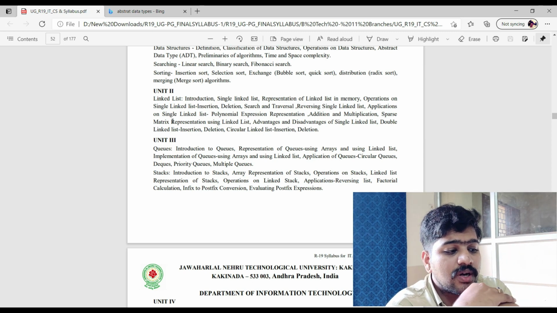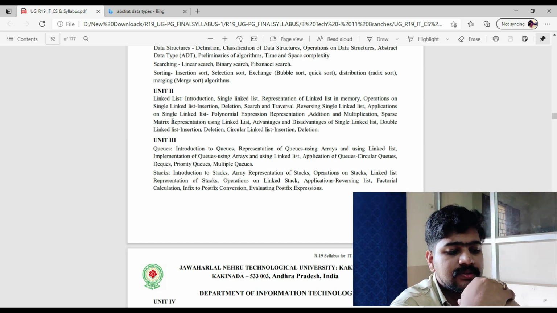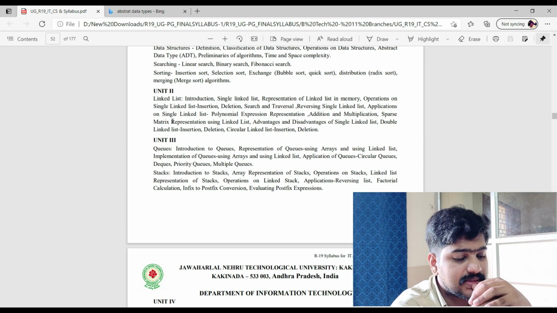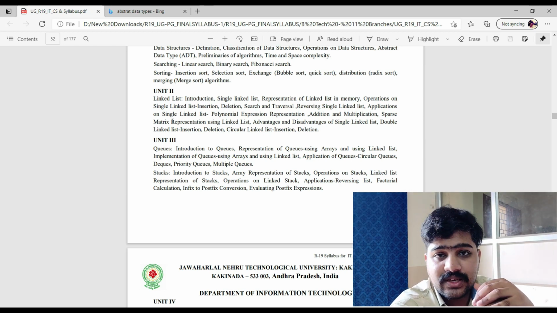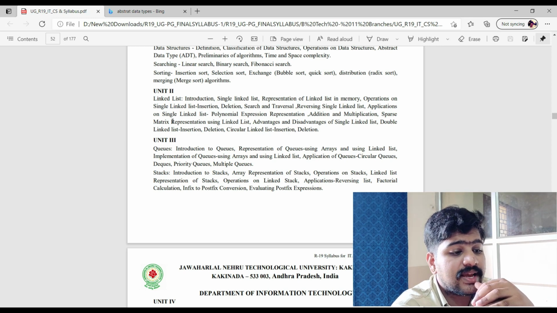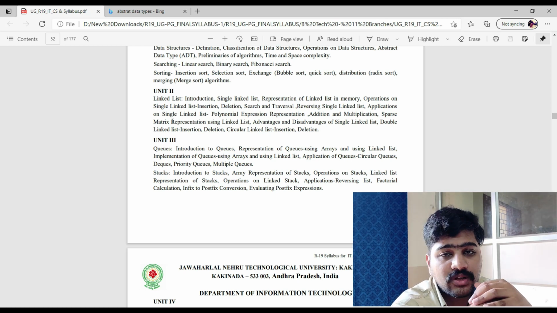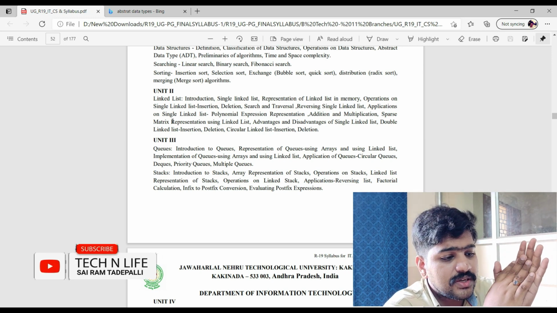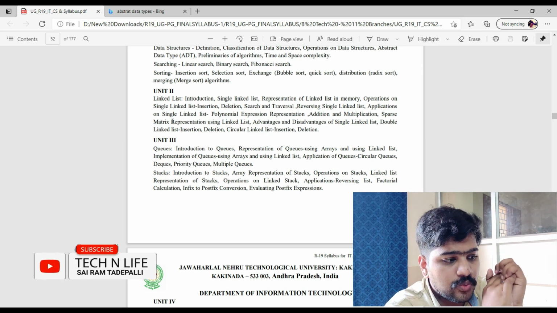So try to focus on sparse matrix which is the most important thing, and also double linked list and circular linked list concepts. The other third type of question you can get from this linked list concept is the difference between single linked list, double linked list, and circular linked list. What are the advantages and disadvantages? These are the three questions you can expect from unit 2.